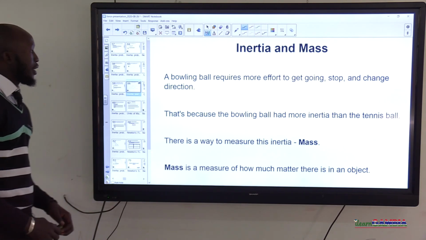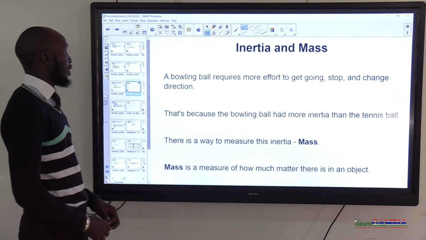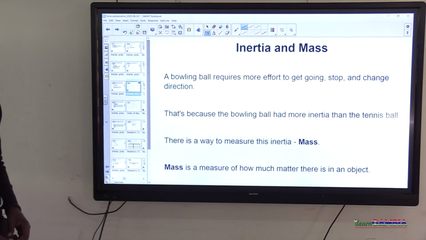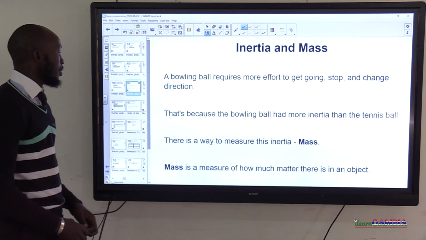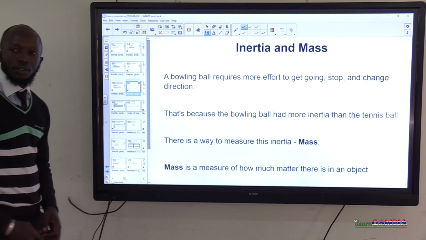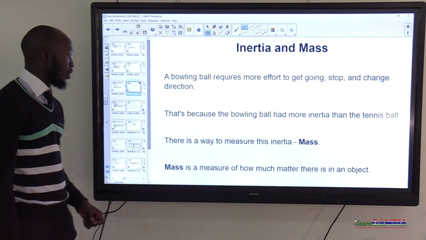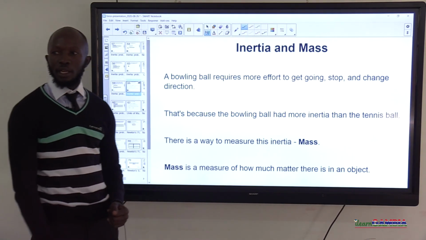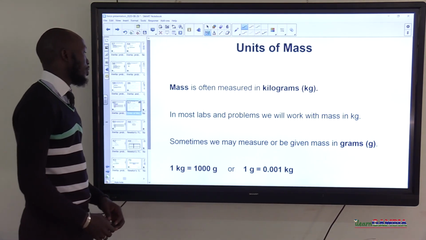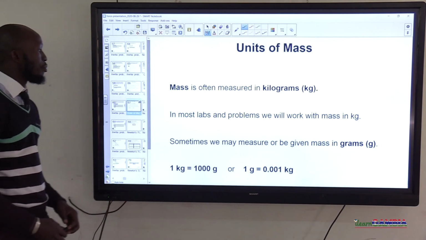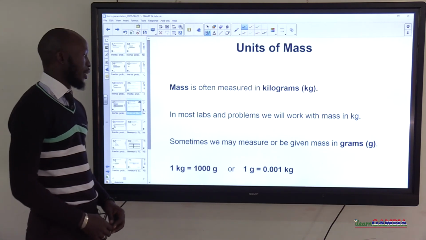Now we want to look at inertia and mass. A bowling ball requires more effort to get going, stop, or change direction. That's because the bowling ball has more inertia than the tennis ball. There is a way to measure this inertia, which is the mass of the object. Mass is a measure of how much matter there is in an object. Mass is often measured in kilograms. In most labs and problems, we will be working with mass in kilograms. Sometimes we may also measure mass in grams.